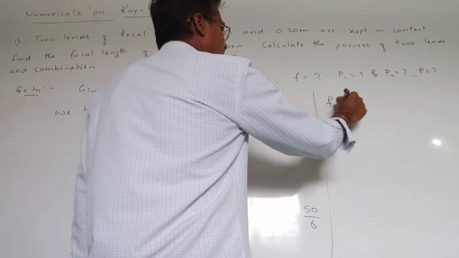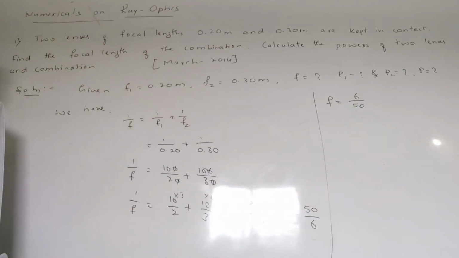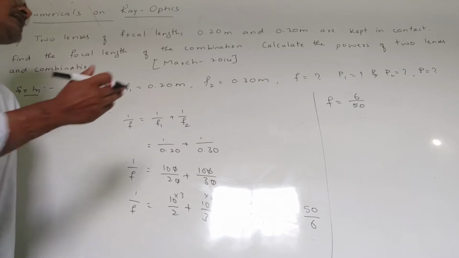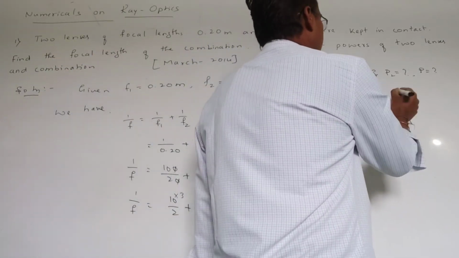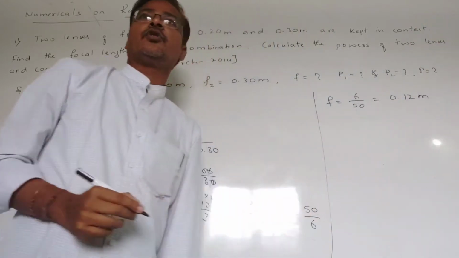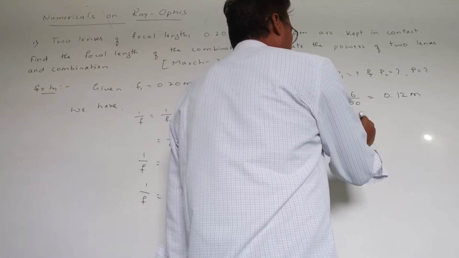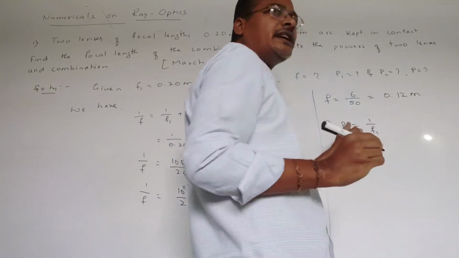So 1 by f equal to 50 by 6. Many make a mistake here, so take the reciprocal: f equal to 6 by 50, which gives 0.12 meter. Correct, f equals 0.12 meter.